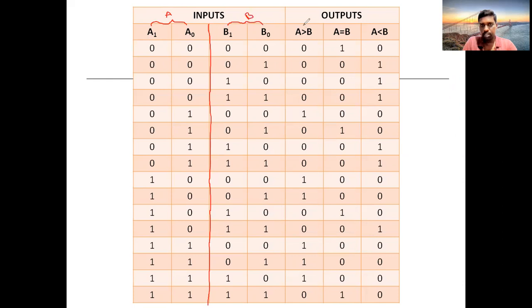Now these are the common outputs you have: A greater than B, A equal to B, A less than B. So how to compare this? See carefully. What is the value under A here? 0, 0. What is the value under B here? 0, 0. So you first write on the side the value of A and the value of B.